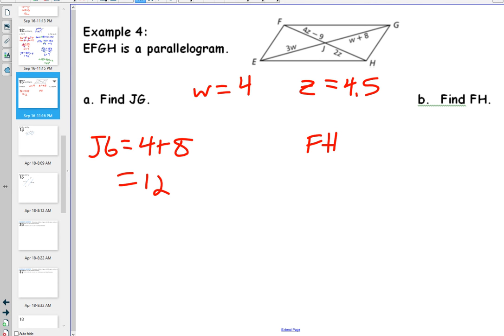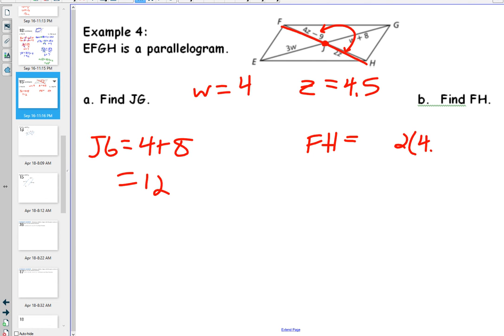FH is going to be an entire diagonal. So there's more than one way you can do it. Now look, let's see who's clever. If you want to plug in the 4.5 into 4z minus 9 and the 2z, go for it, add them together. But if you know that diagonals are bisected, between these two, which one do you prefer to use to substitute? No, that's not a 22, it's a 2z. Do you want to plug into 2z, or do you want to plug into 4z minus 9? I would think most of you would prefer to go into 2z.